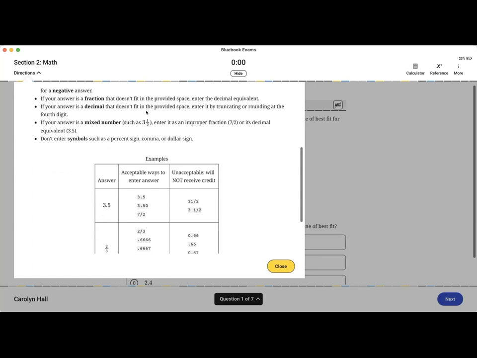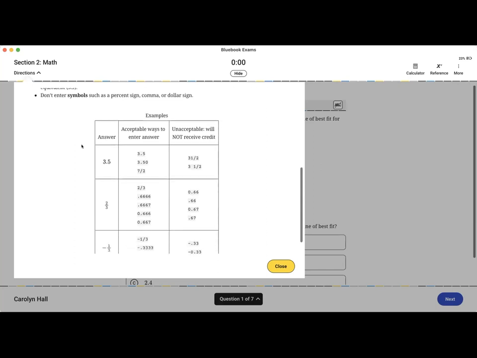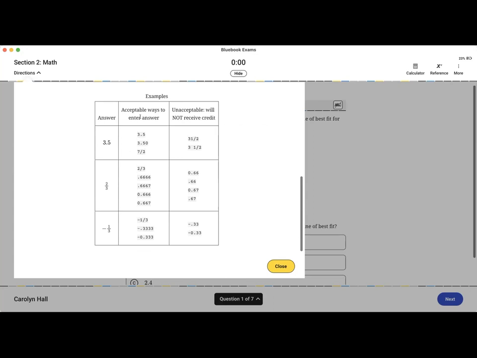If your answer is a decimal that doesn't fit in the provided space, enter it by truncating or rounding at the 4th digit. And if your answer is a mixed number, such as 3.5, enter it as an improper fraction, which would be 7/2, or its decimal equivalent, 3.5. Don't enter symbols such as a percent sign, comma, or dollar sign. And then they give you this table showing you acceptable ways to answer with 3.5 and unacceptable ways, and you will not get credit if you entered it in these ways.